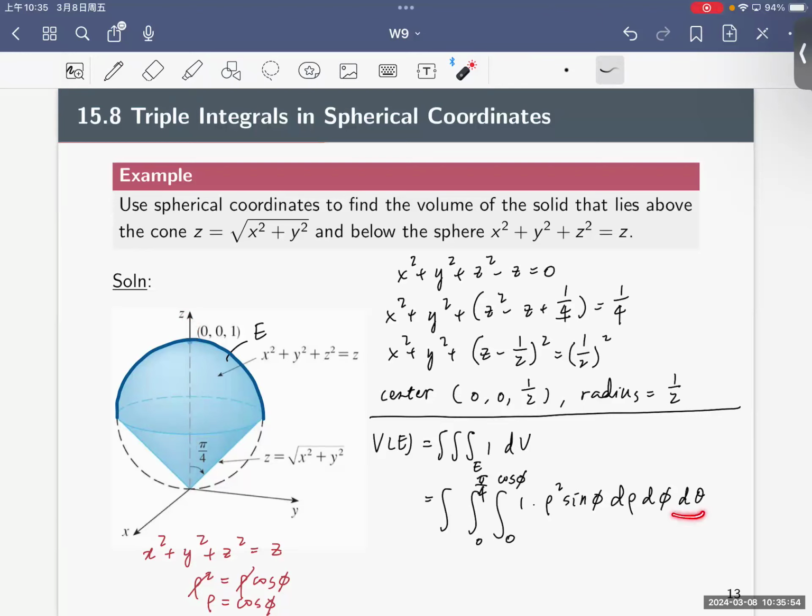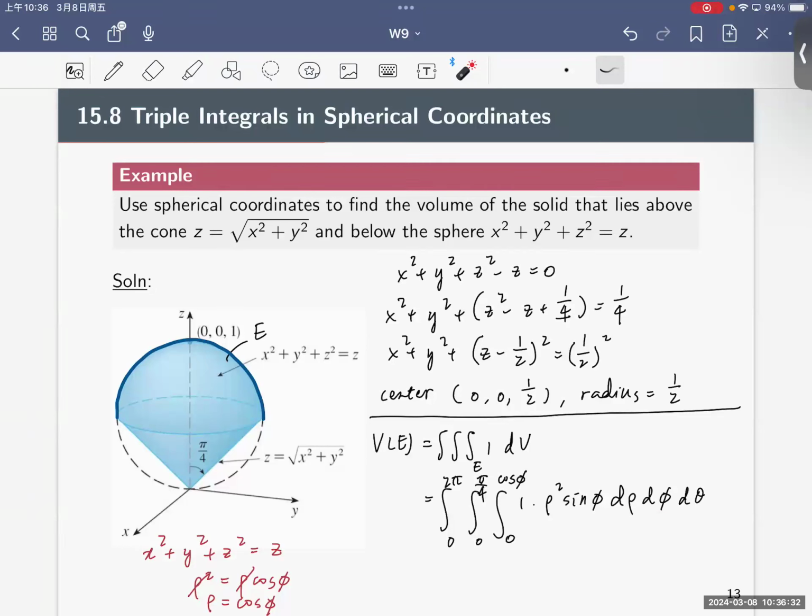Fine. So the last one, the limits for theta. Theta describes the rotation in a horizontal sense, how much of the horizontal space the region can cover. You know it covers horizontally basically every space, so this is a full round. So theta goes from 0 to 2 pi. This is how I describe the solid E in blue using rho, phi, and theta.